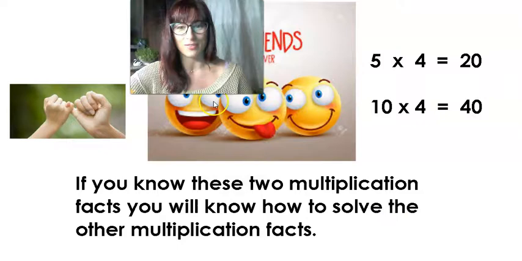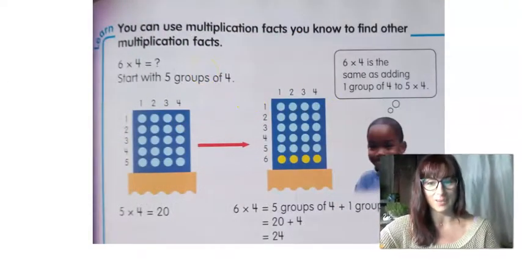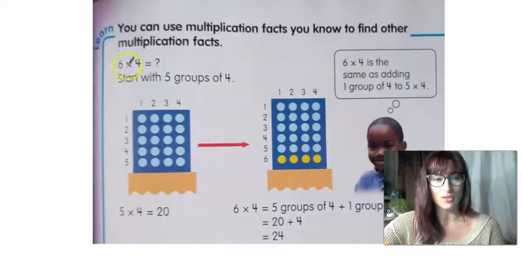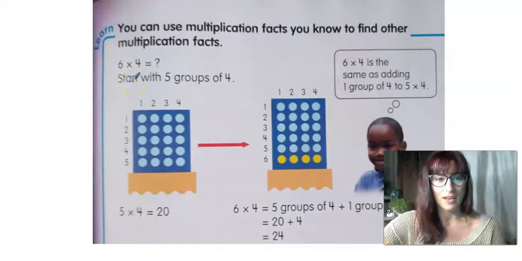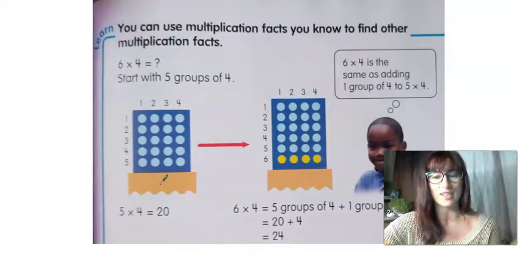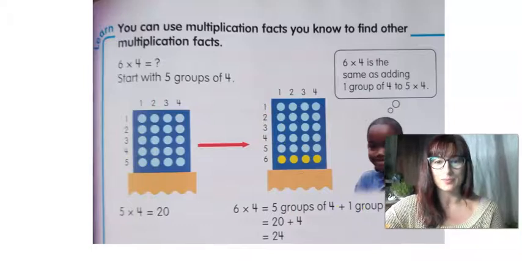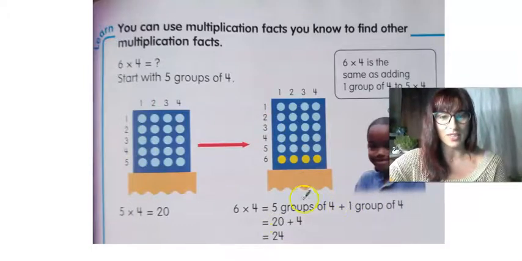All right, let's see if what I'm telling you makes sense as we move on with this lesson. Now, look at this problem we have. They want us to solve 6 multiplied by 4. We're going to start with 5 groups of 4, because we know 5 multiplied by 4 is 20. Those are our besties for today's lesson. I know that, no doubt. 5 multiplied by 4 is 20. So if I know that 5 multiplied by 4 is 20, then all I have to do to get to 6 multiplied by 4 is add one group of 4.